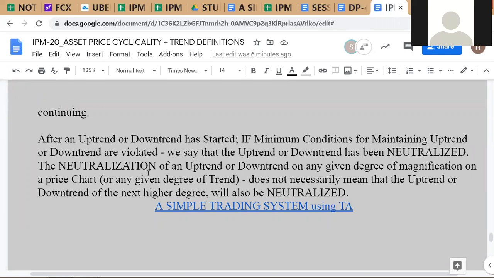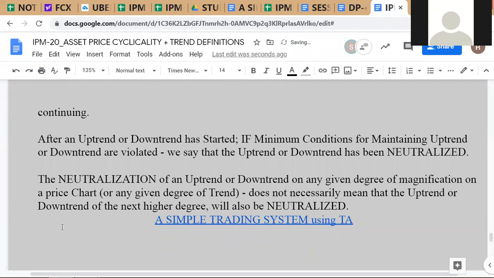Okay, neutralized, or you can say it is no longer in progress, or it is not continuing anymore. You can say all kinds of things, but we have just chosen one word, neutralization. Okay, that the uptrend has been neutralized or downtrend has been neutralized. Now, this is the statement that I was referring to. This part. Look at this last statement, that if you neutralize an uptrend of any given degree on any given degree of magnification, okay, any given degree of trend, and magnification is just the zoom level.